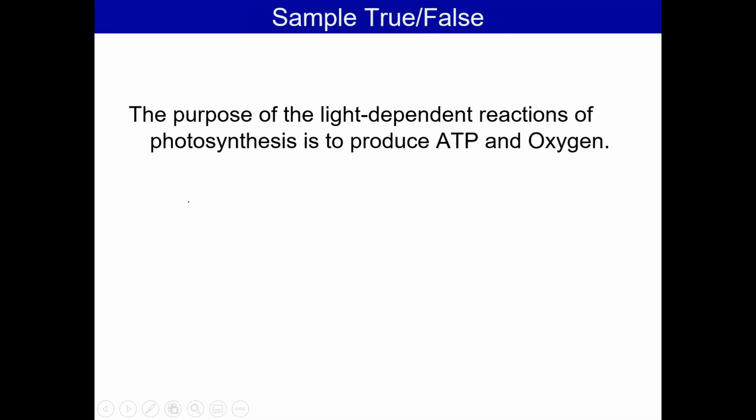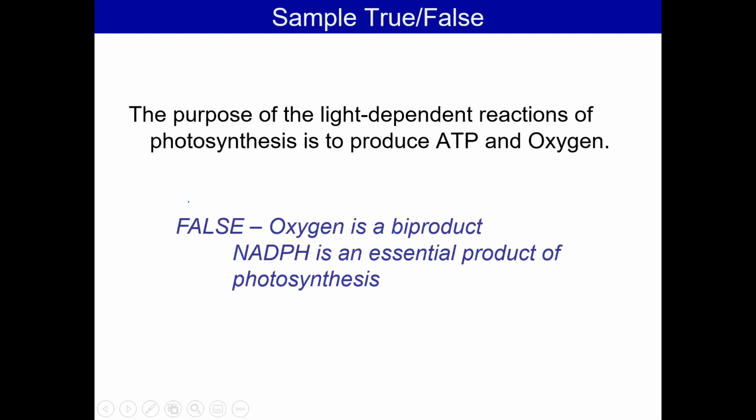Okay, so don't forget, the purpose of the light-dependent reactions, true or false, is to produce ATP and oxygen. False, that's not the purpose. Oxygen is not the purpose of the light-dependent reactions. The plant at this point does not care about oxygen. We want to make ATP and NADPH.